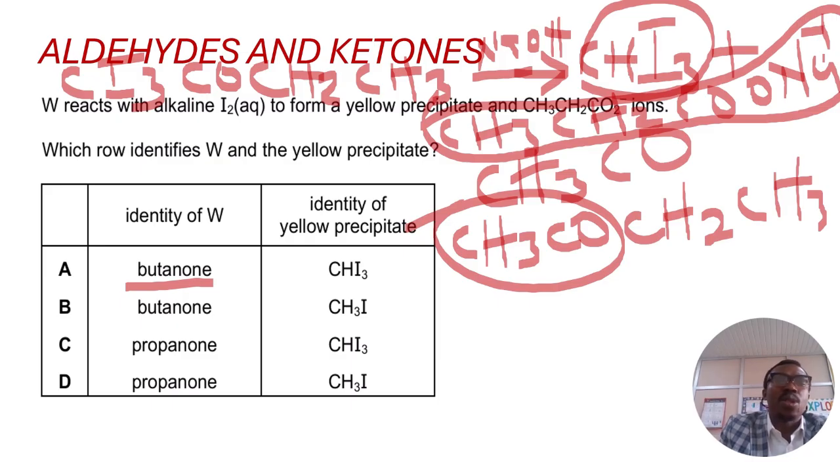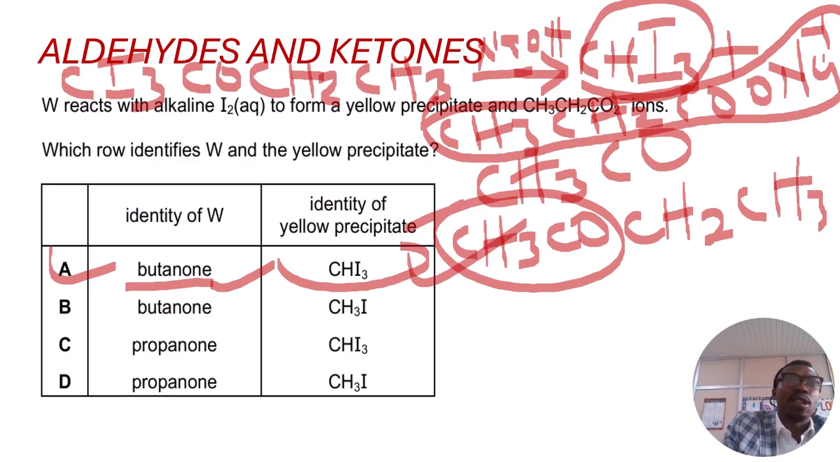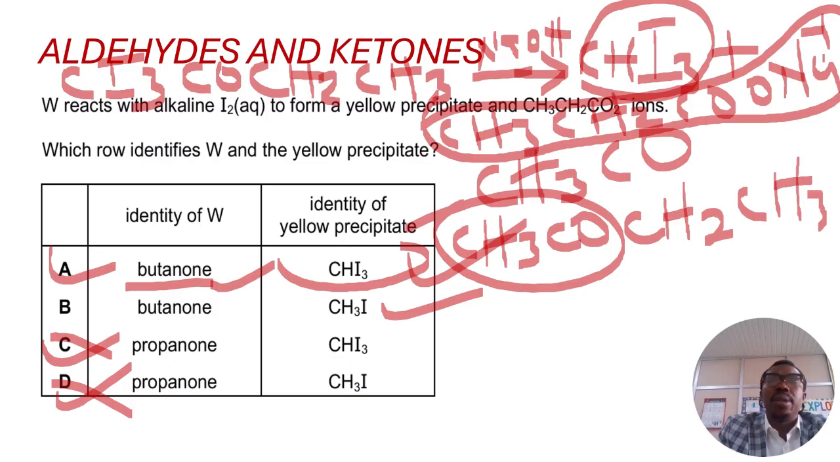So the correct answer to this question is A, which is butanone that contains a methyl ketone group, and the identity of the yellow precipitate is triiodomethane. B is wrong because this is not the formula for triiodomethane. C is wrong because you will not get a sodium salt of the carboxylic acid, which is the propanoate ion. D is also wrong because you will not get the sodium salt of the carboxylic acid, and the formula for triiodomethane is wrong. So the correct answer is A.